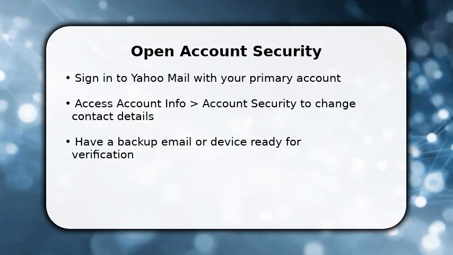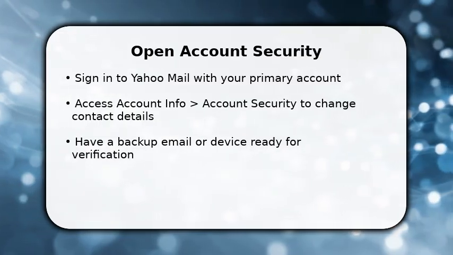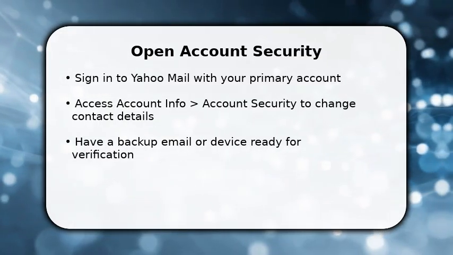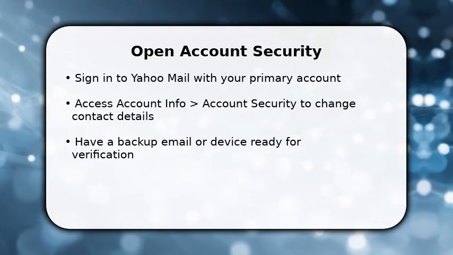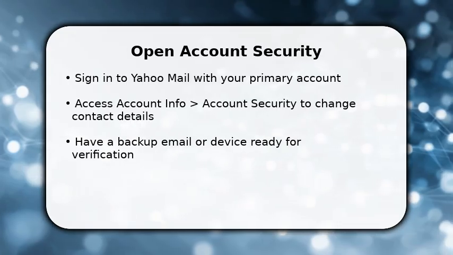You start by signing into your Yahoo account and heading straight to Account Info, then Account Security. Once there, make sure you can receive a verification code on an alternative contact. This prevents lockout when removing a phone.